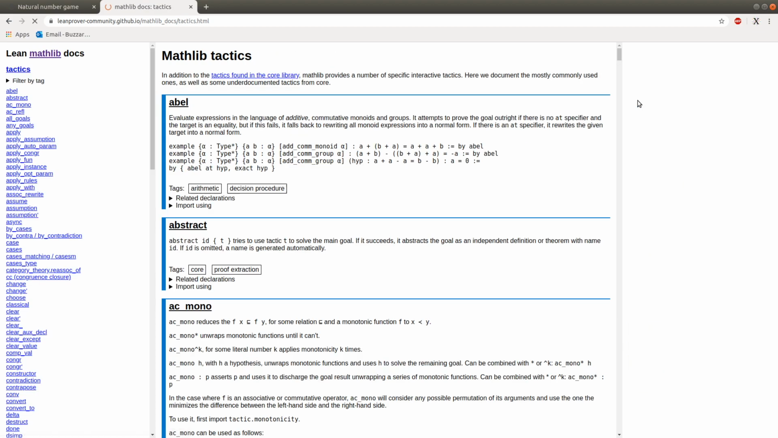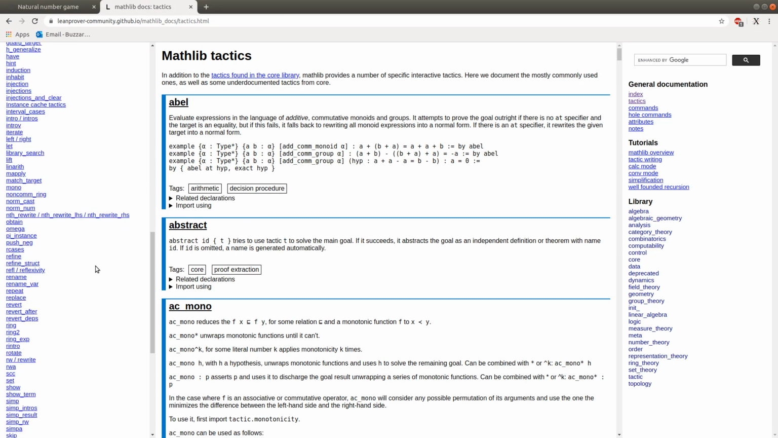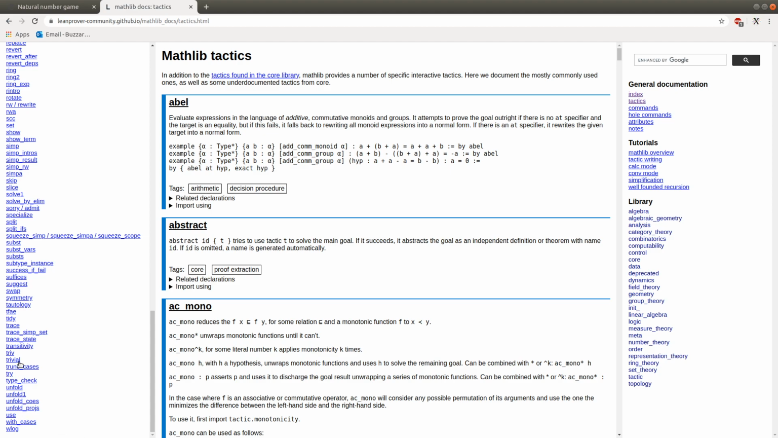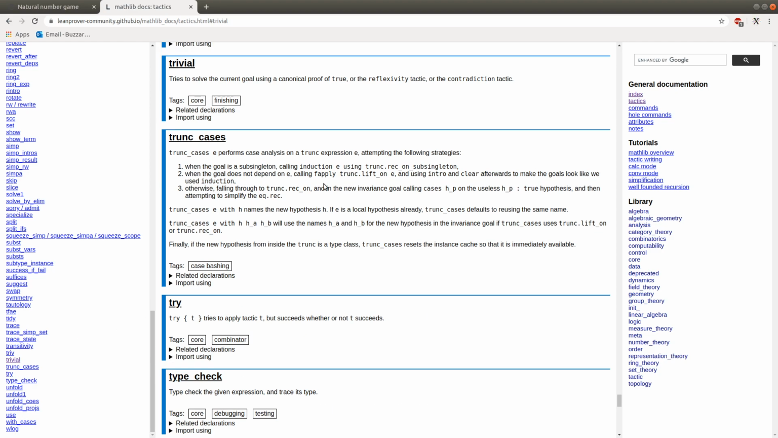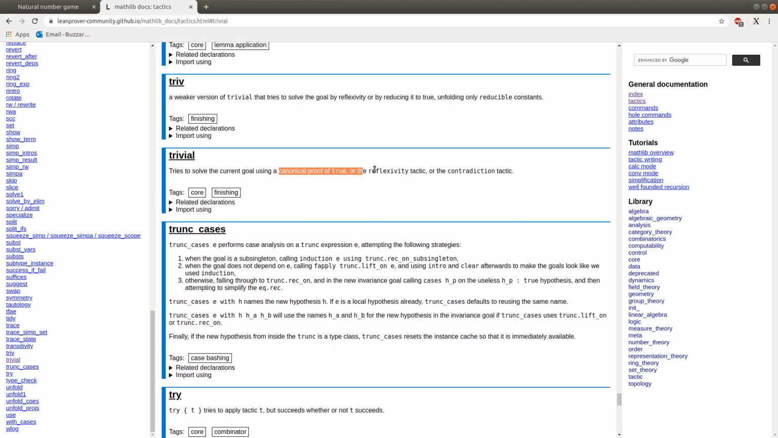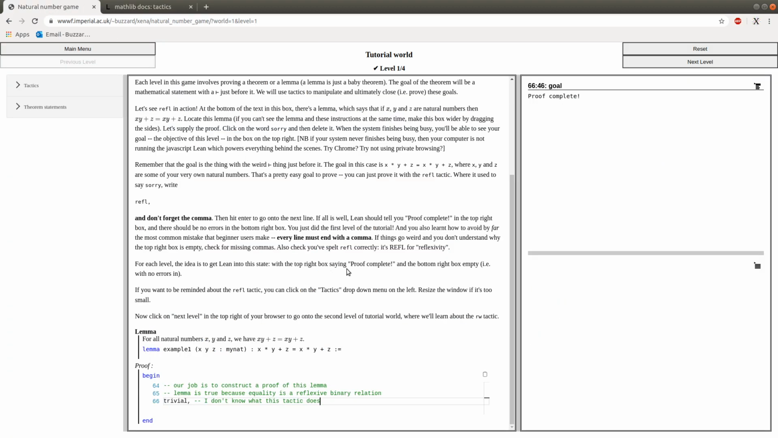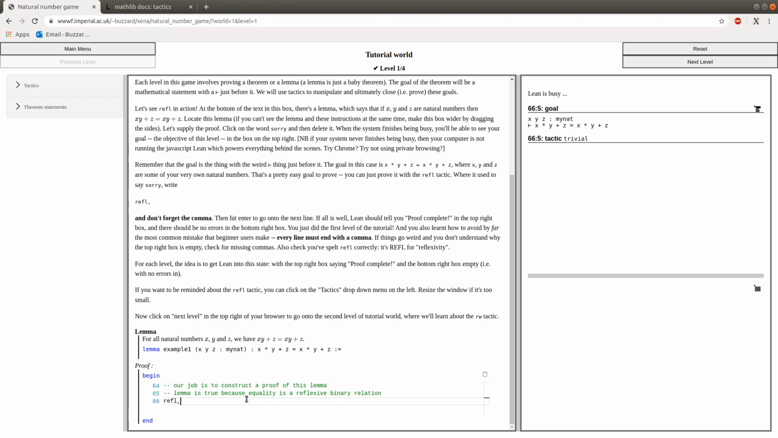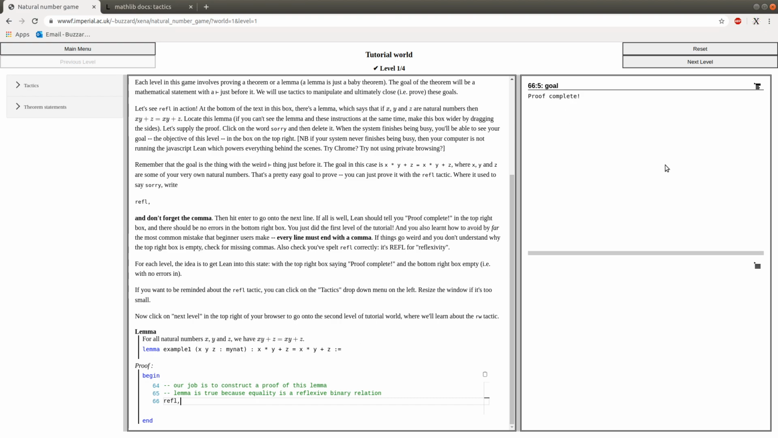Let's take a look at the tactics. There's a tactic called trivial. Here's trivial: it tries to solve the current goal using the canonical proof of true. So it either produces the canonical proof of true, or it uses REFL. So trivial is just REFL plus plus or something. Right, let's leave those tactics there. There you go, REFL. So that's why that goal is true.